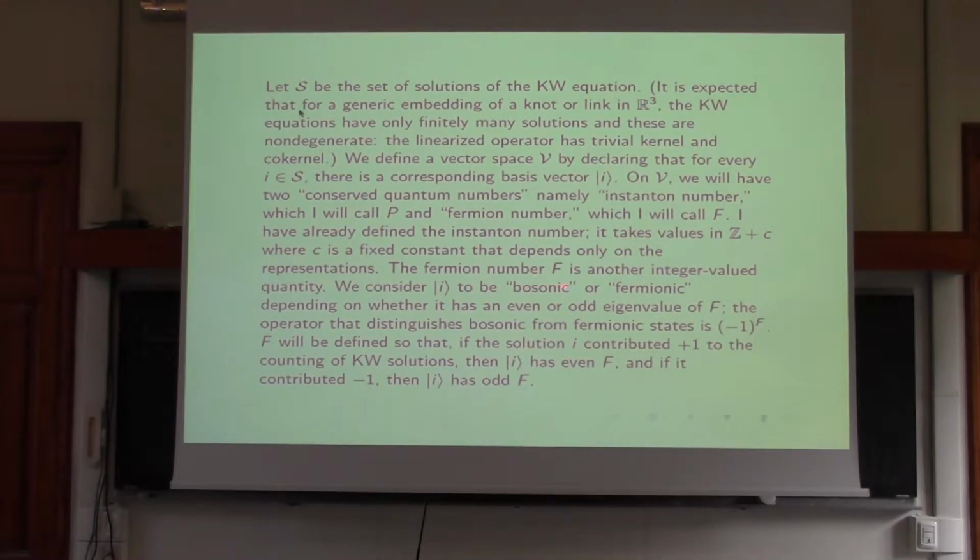The fermion number F is another integer valued quantity. We consider the state i to be bosonic or fermionic, depending on whether it has even or odd F. The operator that distinguishes bosonic and fermionic states is then (-1)^F. F will be defined so that if a solution contributed plus 1 in counting KW solutions, then the state has even F, and if it contributed minus 1, then the state will have odd F.